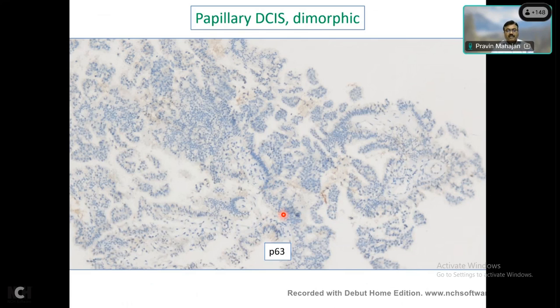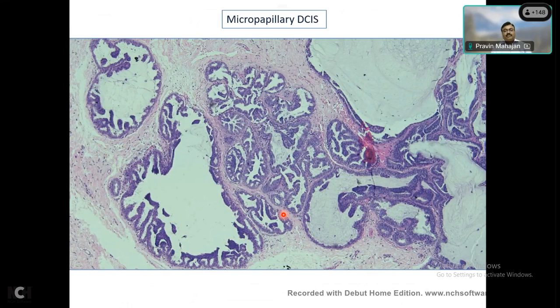and it is actually papillary DCIS, and some people call it a dimorphic papillary DCIS. Since we are talking about papillary, I thought you should know about something which is also called micropapillary. And in micropapillary also, you tend to see the papillae. This is a micropapillary DCIS.